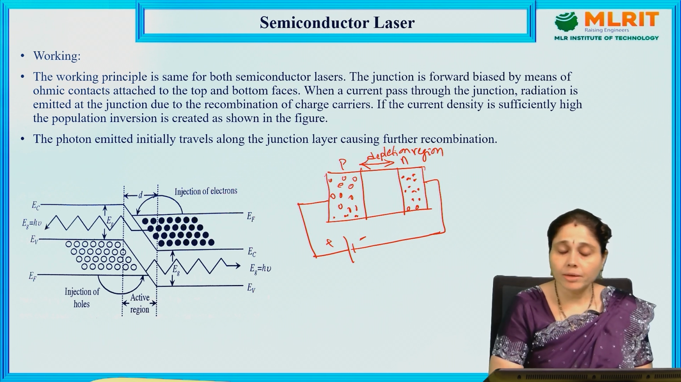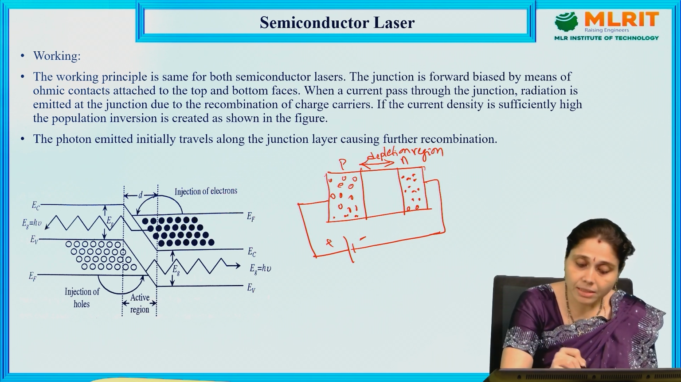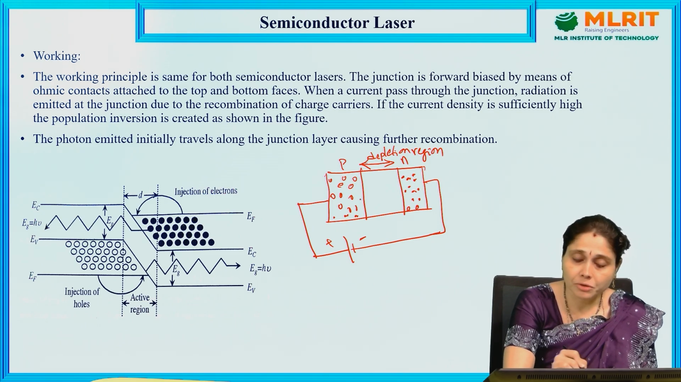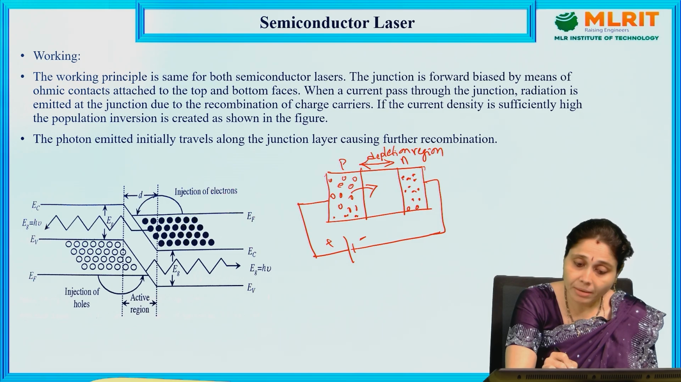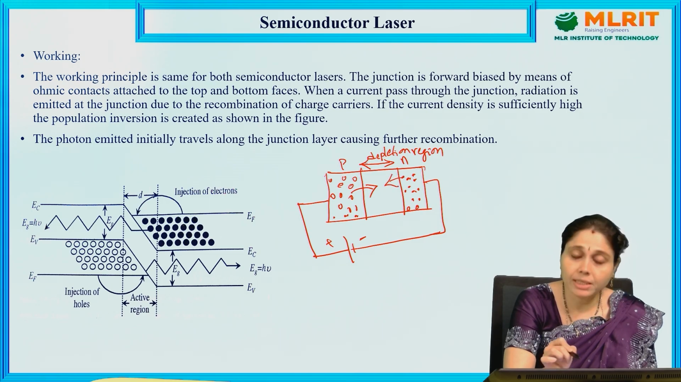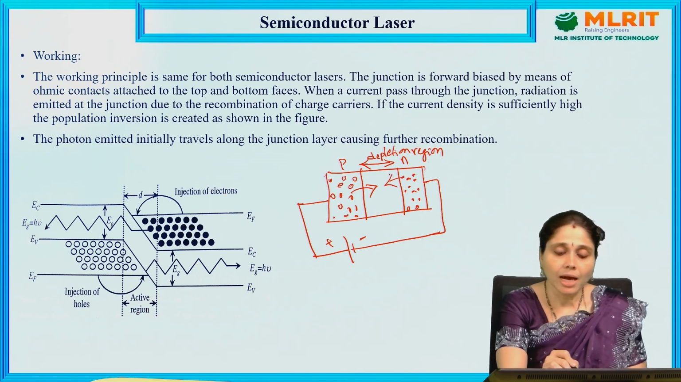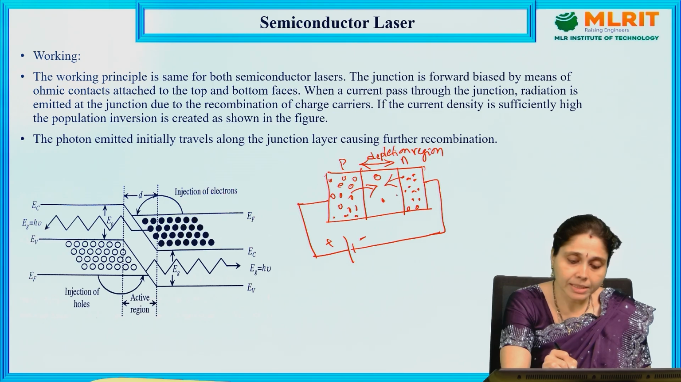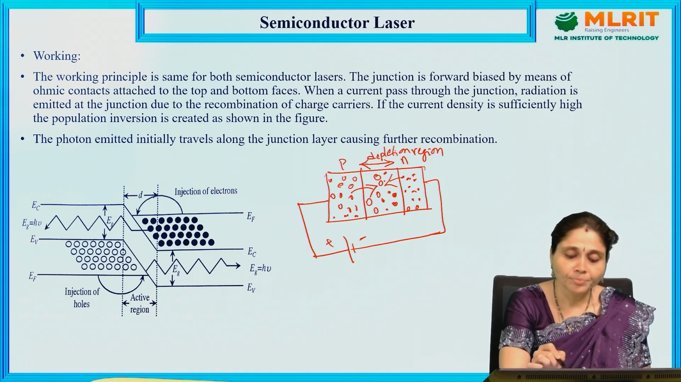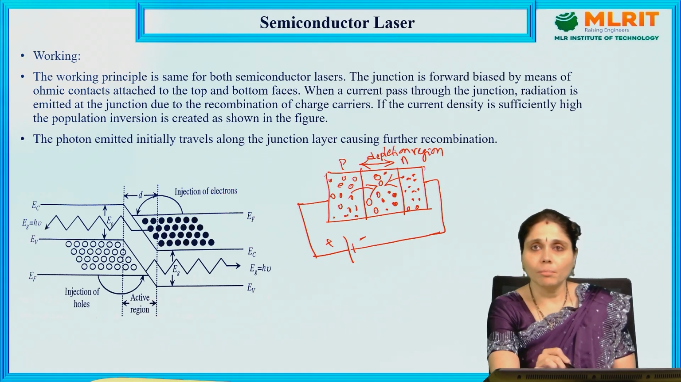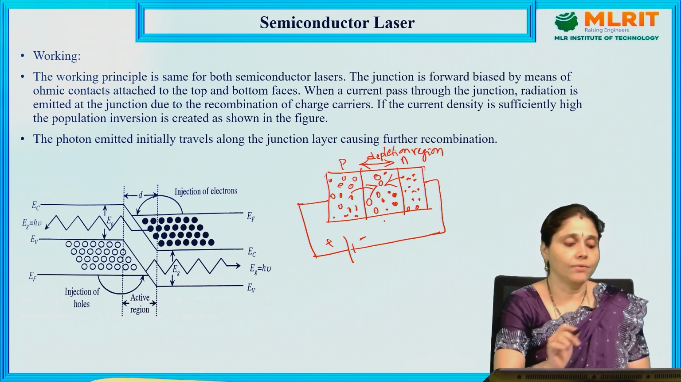During this bias, since this is a positive terminal, the holes will be repelled by the positive potential and will move towards the depletion region. The electrons also will be repelled by the negative potential and move towards the junction, where there exist immobile charge carriers. And these electrons and holes are going to recombine in this region itself.